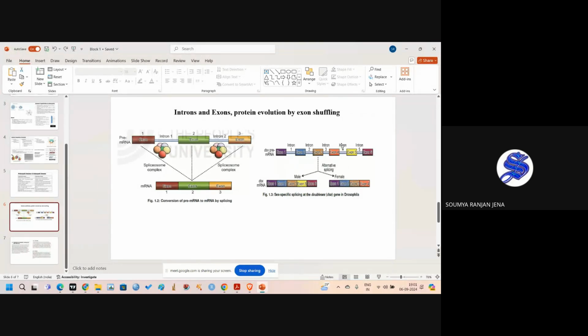Then if we remove these introns, we form an exon 1, 2, 3, 4 complex, and these are called exon splicings, and these are called intron-exon boundaries.